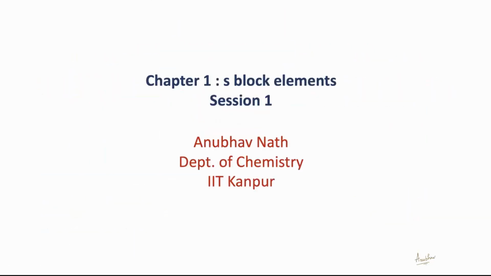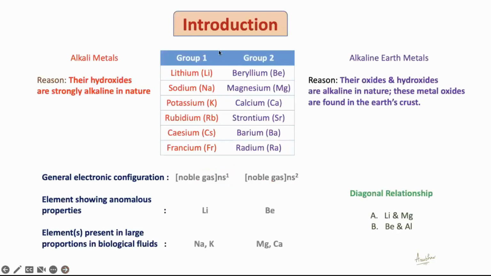In the S block elements, we have divided the chapter into two segments. The first one is the alkali metals, that's the group 1 elements, and the second one is the alkaline earth elements, that is the group 2 elements. So in the first session, we will discuss the alkali metals. Before going to the alkali metals, this is a preliminary introduction of the elements.